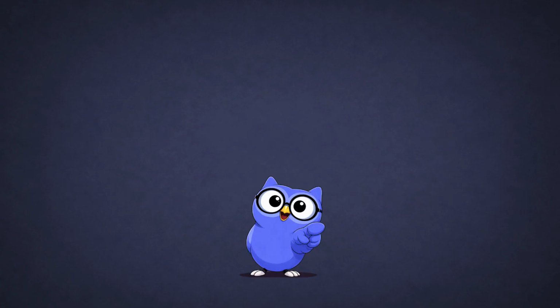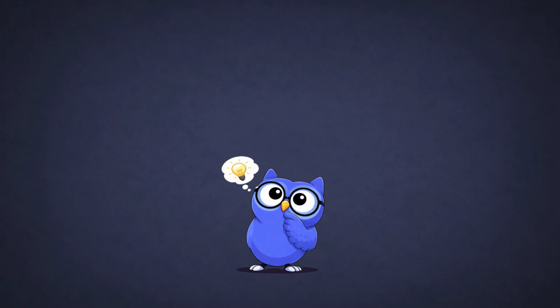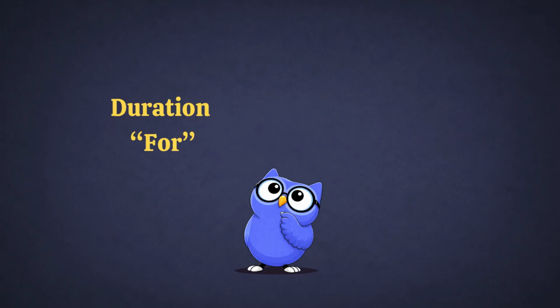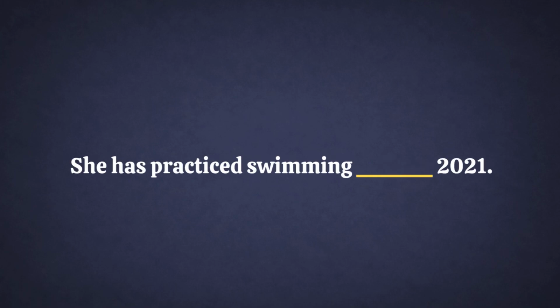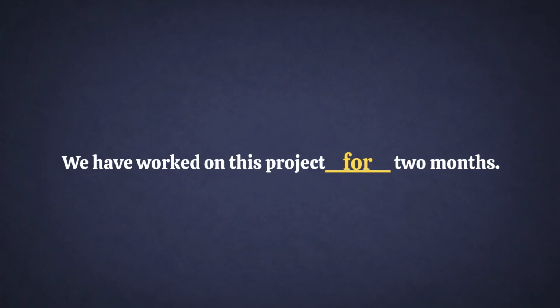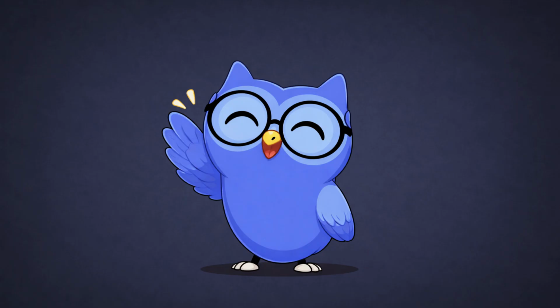Now it's your turn. Let's see what you can do. Choose for or since. Think, are we talking about duration or starting point? I have studied English 5 years. Answer, for. She has practiced swimming 2021. Answer, since. We have worked on this project 2 months. Answer, for. He has lived here January. Answer, since.